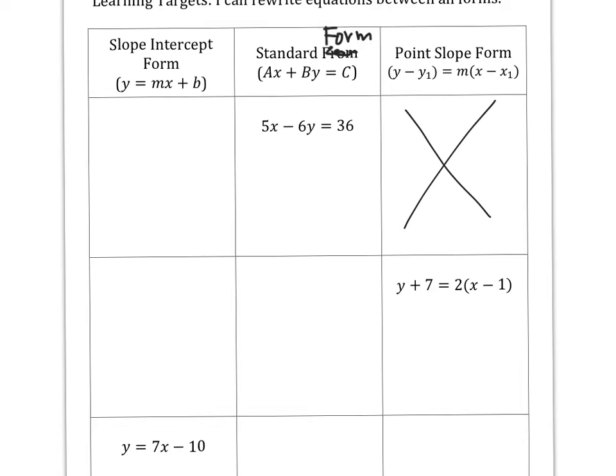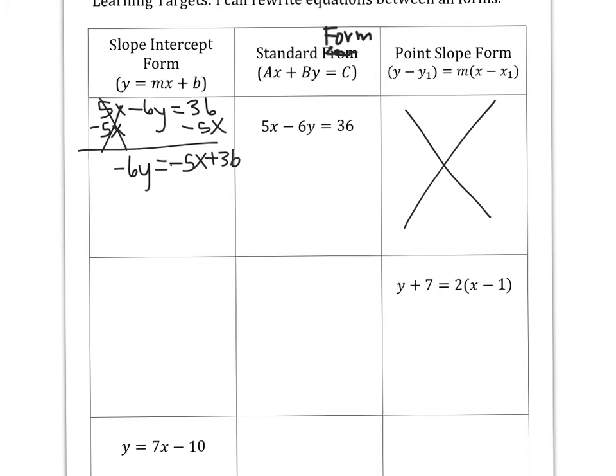So I am going to rewrite that equation right here and then show my work in order to get to slope-intercept form. So again, I want to isolate y and get that by itself, so I'm going to subtract the 5x. And again, I want to solve for y because that's the form, right? Y equals mx plus b. And so what I get is negative 6y equals negative 5x plus 36. And then I'll go ahead and divide everything by a negative 6.